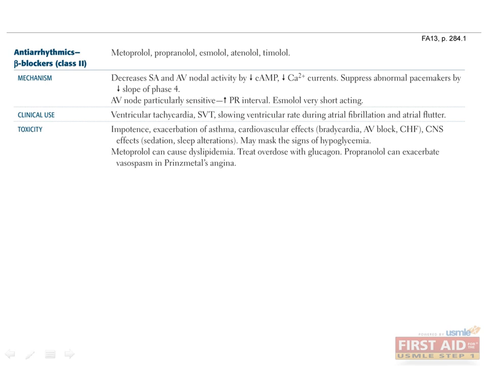How does glucagon overcome beta blocker overdose? Well, glucagon activates G protein receptors in the heart, which causes activation of adenylate cyclase and an increase in cyclic AMP. This causes the sarcoplasmic reticulum to release its calcium stores, and as a result, there's an increase in SA node activity.